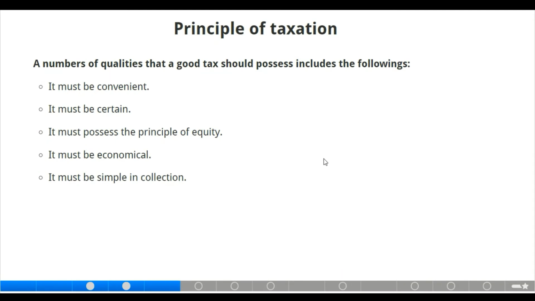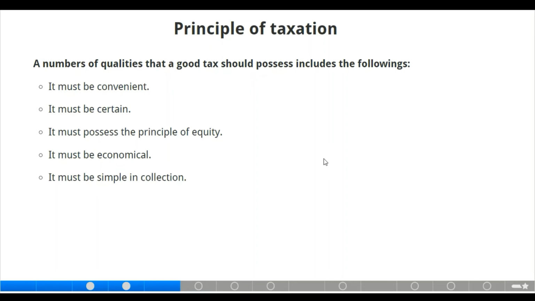Moving to the next slide, we now have the principles of taxation. The qualities that a good tax should possess include the following. Number one says it must be convenient. Of course, a tax should be easy to pay, and also it must be certain. Of course, it must be easy to calculate the amount of tax required to be paid by an individual.